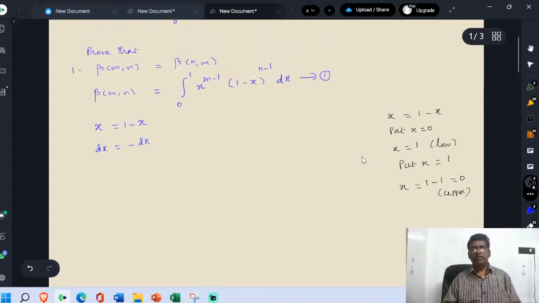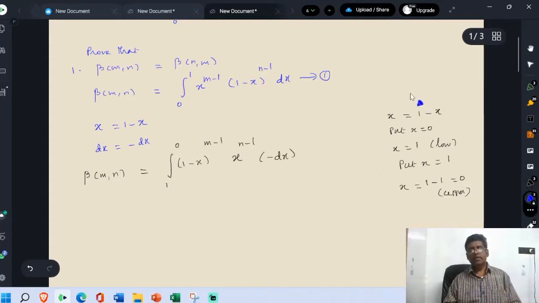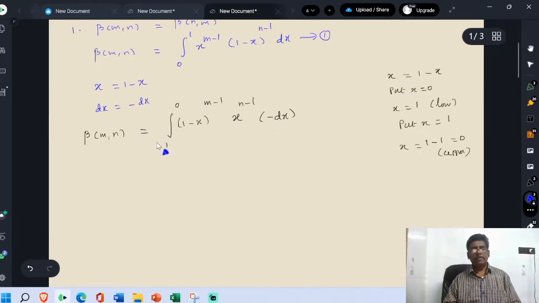Now, if you substitute all these things in the above equation 1, we get beta of m comma n equal to the integral, limit varying from 1 to 0. Instead of this x, you have to put 1 minus x: 1 minus x power m minus 1, then 1 minus x is our x, x power n minus 1. Instead of this dx, we have to put minus dx. Now, to change this negative sign, once again change the limits, which is equal to 0 to 1, 1 minus x power m minus 1, x power n minus 1 into dx.